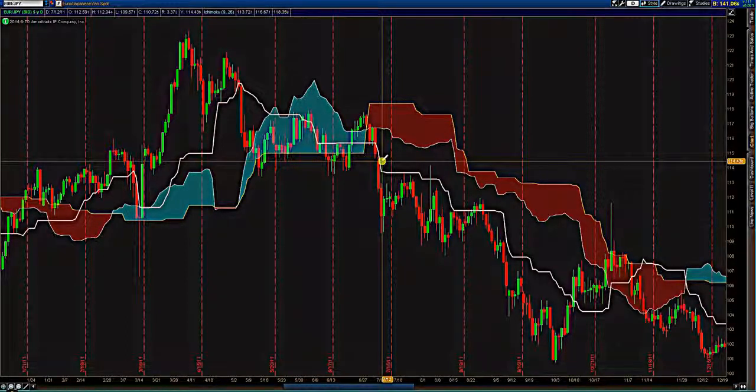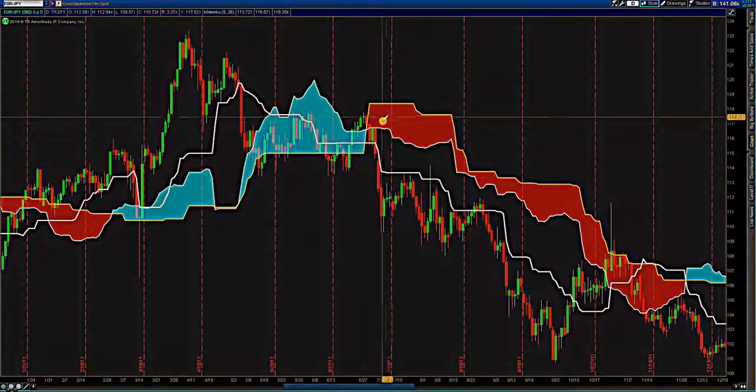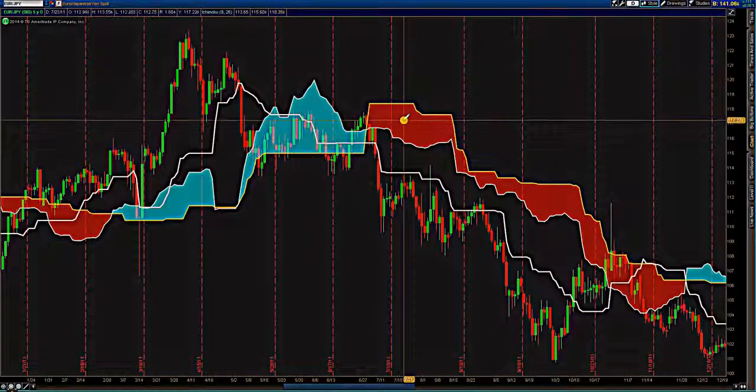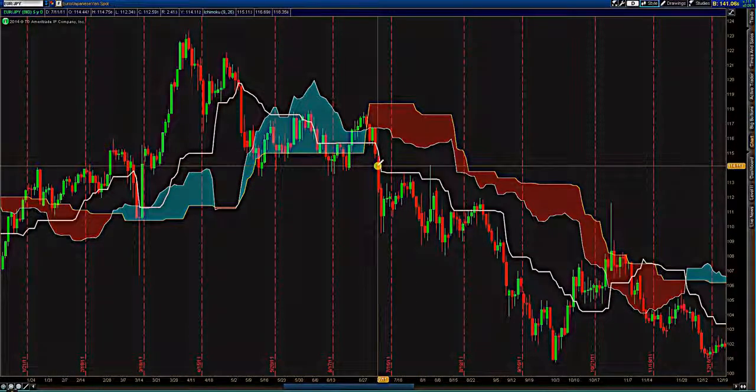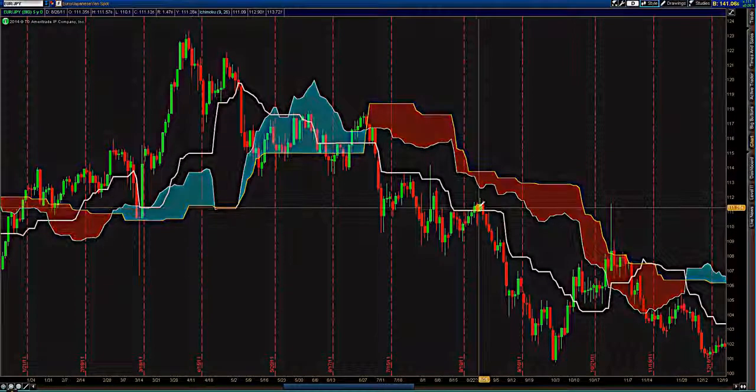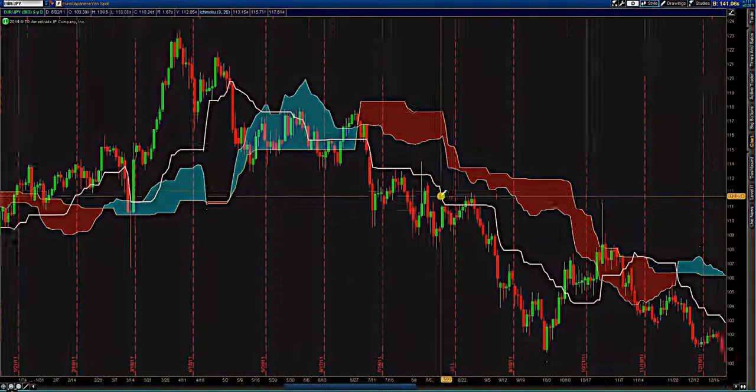We see that the sentiment is bearish. Price is below the cloud, a very thick Kumo, and thick Kumos represent a lot of support and resistance. So we would have got in at 114.44, and would have got out at 111, 300 pips.